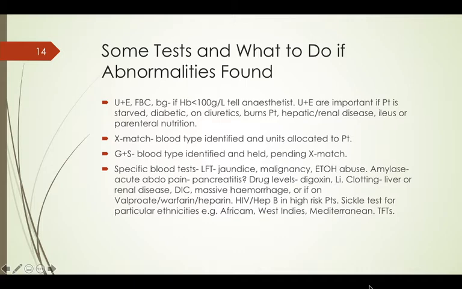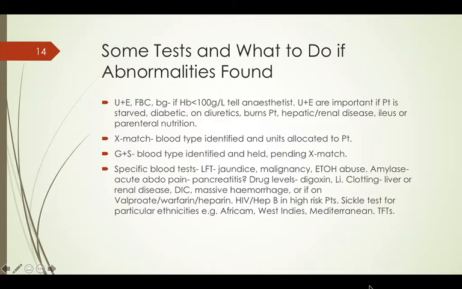Cross-match: we're identifying the blood type, and units are given to the appropriate patient. Group and save: you identify the blood type, you keep it, hold it for the cross-match to come, and you may act upon that as and when the time prevails.